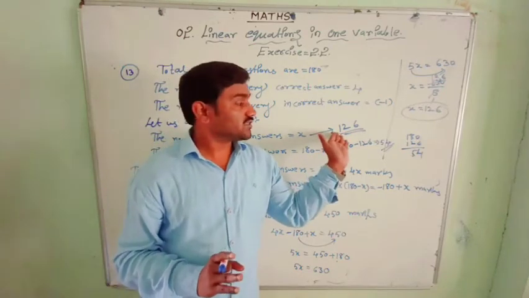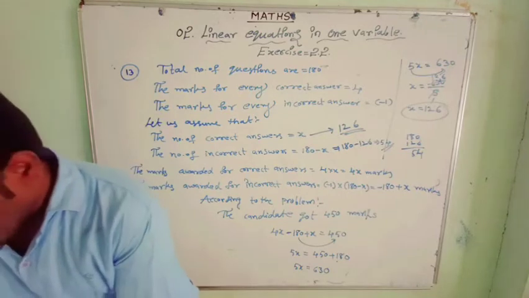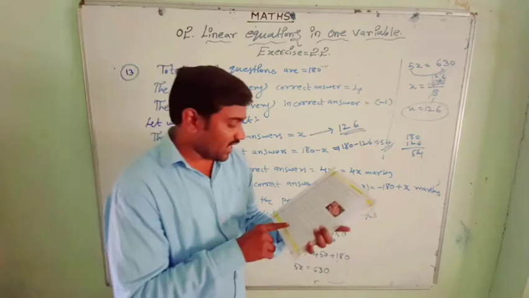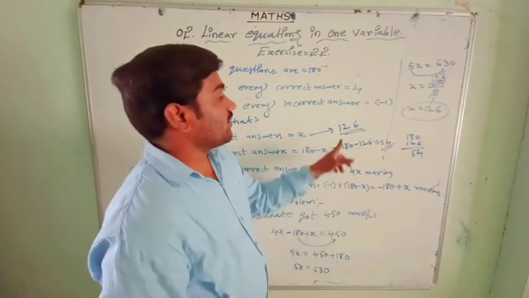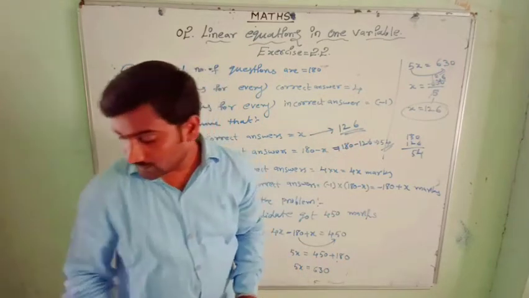So the number of questions written correct is 126, and the number of incorrect answers is 54. But here they have asked clearly how many questions did they answer correctly? 126 questions they answered correctly here.